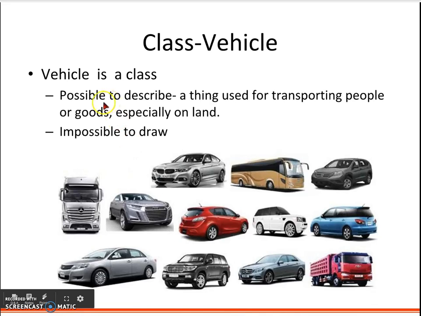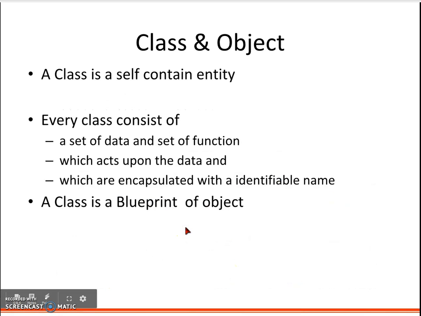Similarly, vehicle is a class. We can describe a vehicle, but it is impossible to draw a vehicle in general, though we can draw a car or a heavy vehicle. So a class is a self-contained entity. Every class consists of a set of data and a set of functions which act upon the data, encapsulated with an identifiable name. We can even say a class is a blueprint of the object.